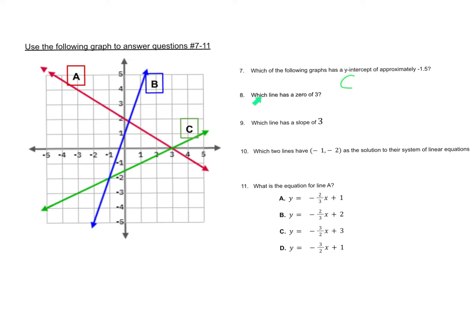All right, question number 8. Which line has a 0 of 3? Again, this is a review of what a 0 is. 0 is the x, another term for the x-intercept. So you can see the x-intercept here is 3. You can actually see that line A or line C both have an x-intercept of 3, or a 0 of 3. So we could put green or red, or C or A. So let's say C and A.